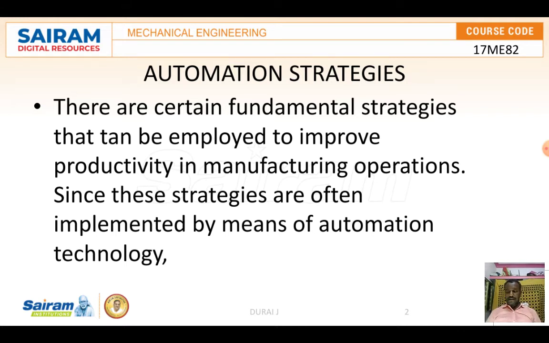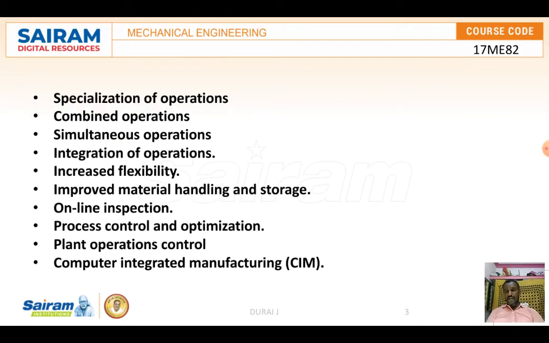Here, automation seems a feasible solution for improving productivity, quality, and other measures of performance. The following strategies give the roadmap for improving the process. We are going to follow certain 10 strategies to improve productivity. The main aim is to improve productivity, so there are 10 strategies we are going to discuss.